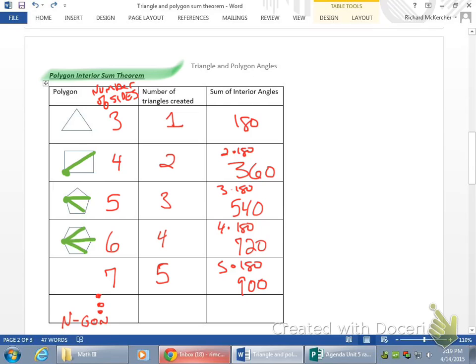So we call that an n-gon. An n-gon is a shape, a polygon that has n sides. So how many sides are on an n-gon? N. And how many triangles are created? N minus 2. Look at the pattern side to side. Each of these is 2 less than the number of sides, right? 2 less than the number of sides. So this is n minus 2. So I'm going to take n minus 2 times my triangle 180, and that'll give me the sum.